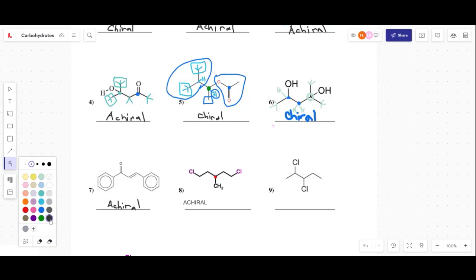The one that is chiral is going to be that one. That's your chiral carbon here. Yeah, that's your chiral carbon on 6 because it has 4 different groups attached to it. No, the way I'm looking at it, if you add all those together, that's 1. This is 3. This other one is 3.